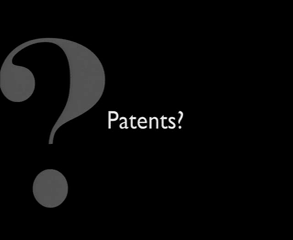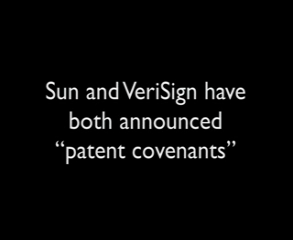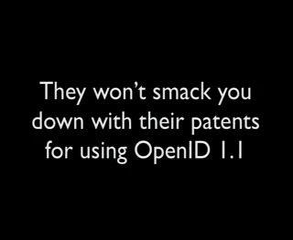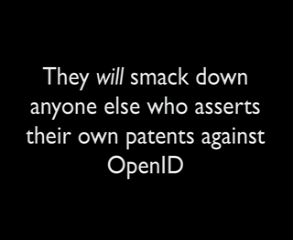Patents are always scary, and there's some good news on this front because both Sun Microsystems and VeriSign have announced what's called a patent covenant. And again, I'm certainly not a patent lawyer, but my interpretation of this is that both those organizations have said that they won't smack you down with their patents if you're implementing stuff around OpenID 1.1. And maybe more importantly, they will smack down anyone else who tries to assert their patents against OpenID. So patents are basically this ridiculous Cold War. But at least OpenID has a couple of massive allies on its side looking out for it.